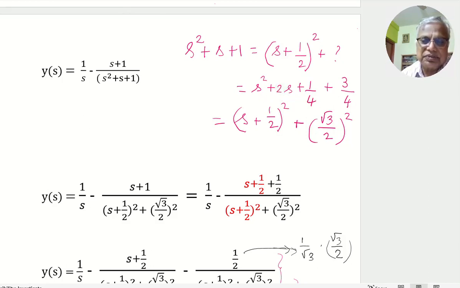I will also correct it here. This is not 2, so there is no 2 here. It must be simply s. So this term is simply s square plus s plus 1 by 4, so plus 3 by 4 equal to 1. Rest all there is no change. Everything is right. Only this 2 has come here by mistake. There is no other change.